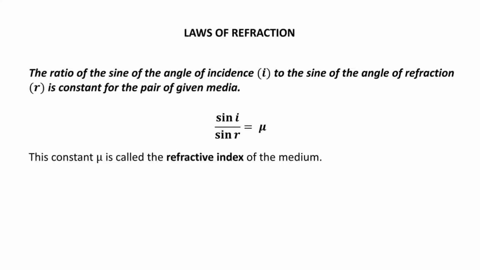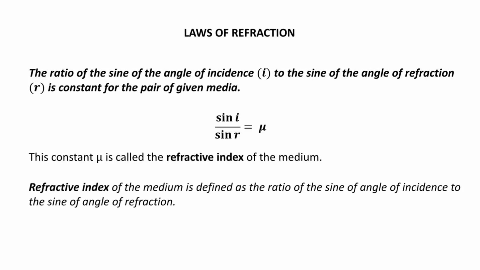So what is refractive index then? The refractive index of the medium is defined as the ratio of the sine of the angle of incidence to the sine of the angle of refraction. And the unit of refractive index is, since it's a ratio of sin i and sin r, the ratio of the same quantities, therefore the units are cancelled. So it has no unit.